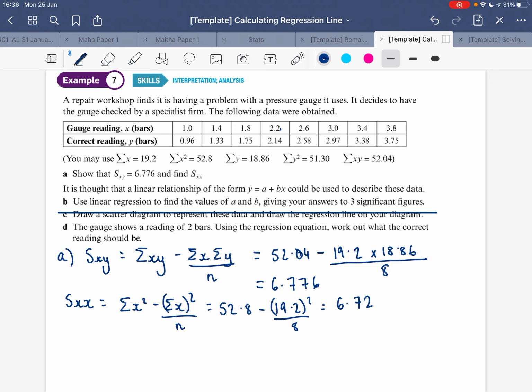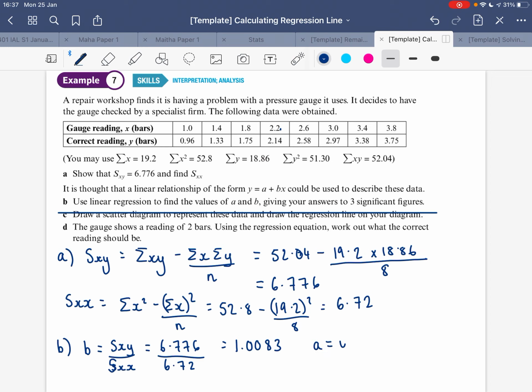Okay, we've done that. Part B, we are going to work out the linear regression equation. So we need to find the value of b, which is SXY over SXX. So 6.776 divided by 6.72 is 1.0083 recurring. I'm just going to put 83 because that's 4 decimal places.